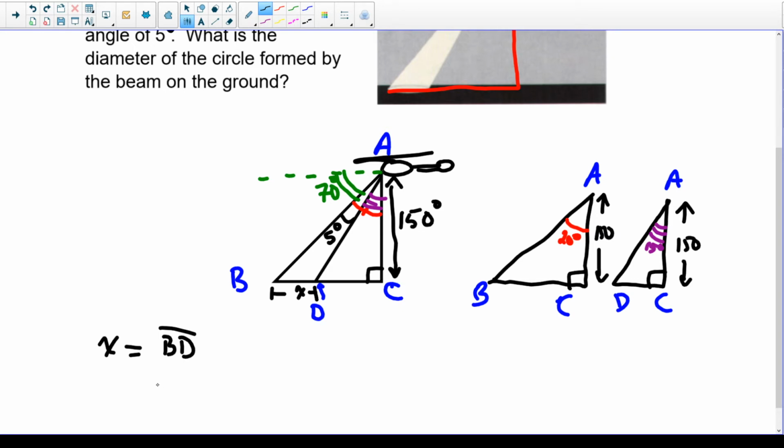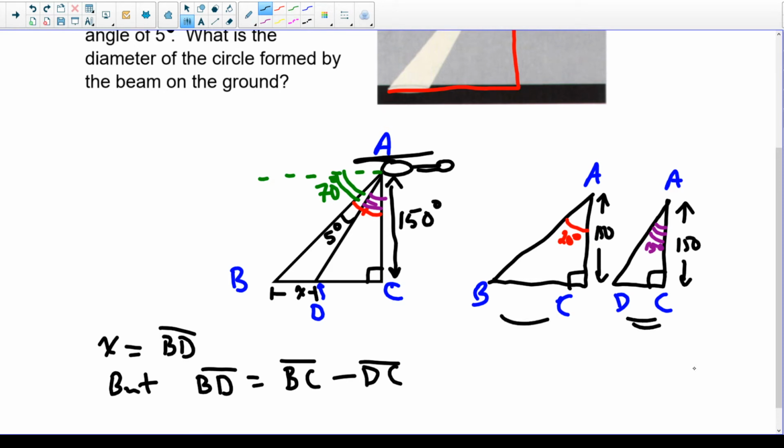Well, isn't BD just the entire length BC minus the length DC? And BC is this length, and DC is this length. And we have a way of calculating those two lengths now. So that's our plan of attack, right? We have enough information in those two triangles now to be able to calculate the lengths of BC and DC. And if we just subtract those two lengths, it'll give us the length we're looking for.